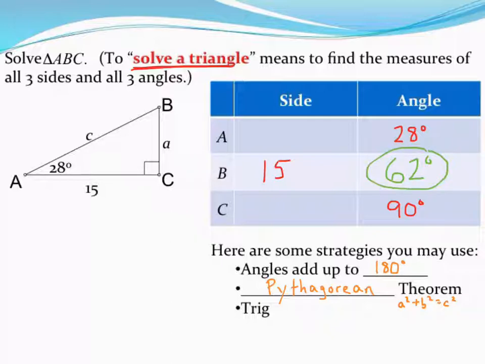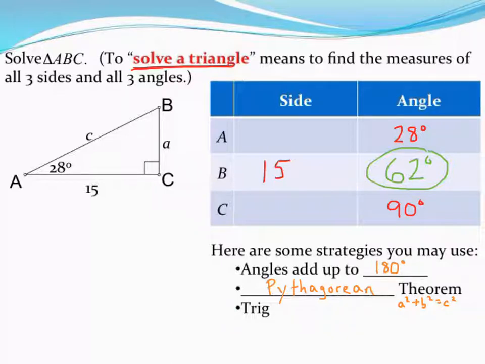Next up, the only thing left to find are the 2 sides. Well, in the past, we've used the Pythagorean theorem to find a missing side. Unfortunately, that's not going to work this time because I'm missing 2 of the sides. There's too many variables, which leaves me with just one option, and that's to use trig to find a missing side. So let's do that.